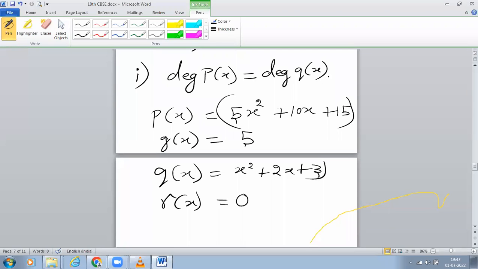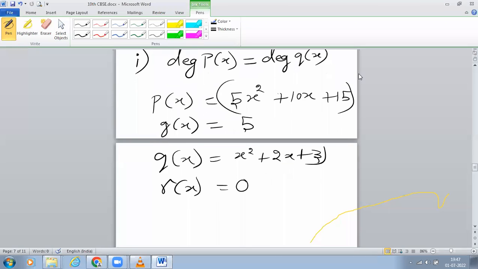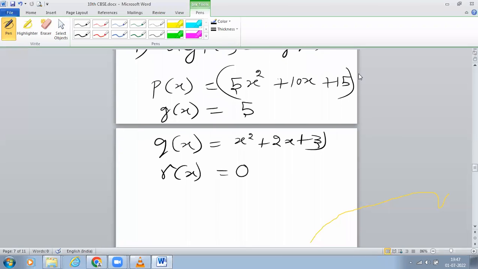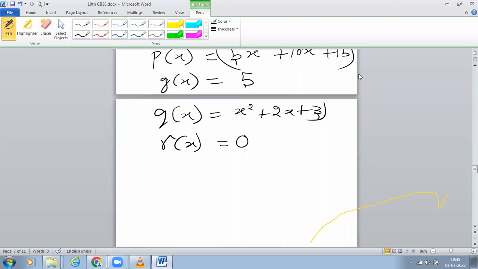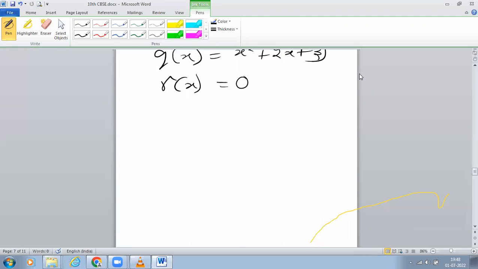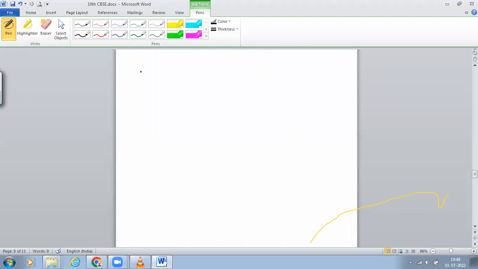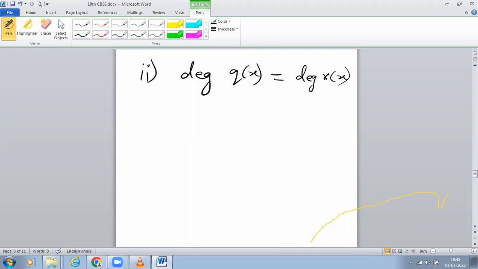Now listen, next subdivision I'm going to teach. Shall I start? The second subdivision. What they asked is degree of q of x is equal to degree of r of x. That is, the quotient and the remainder are having the same degree.